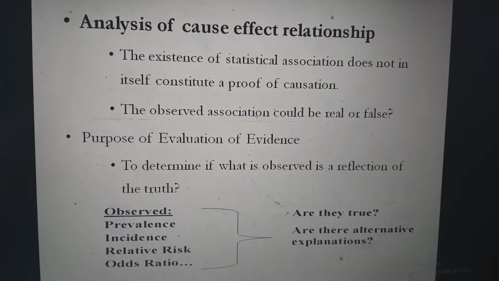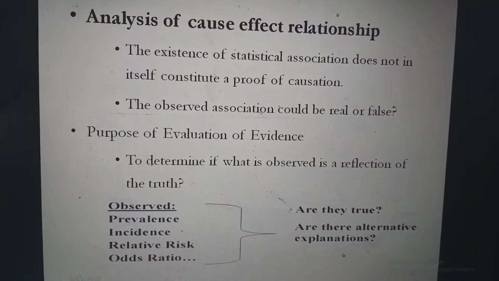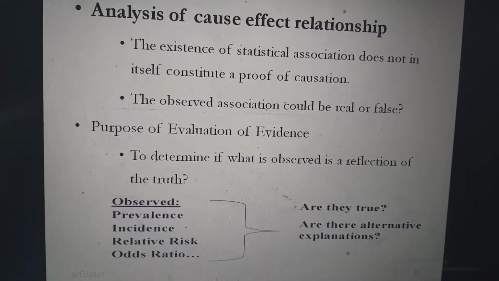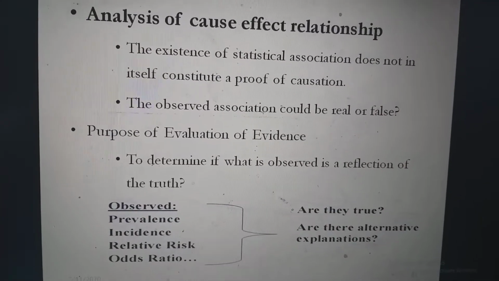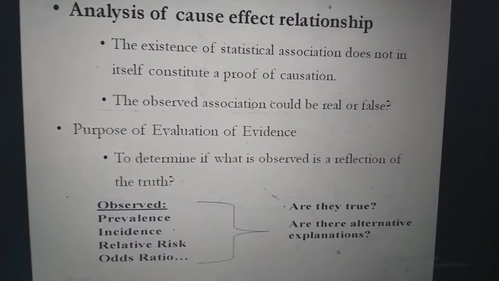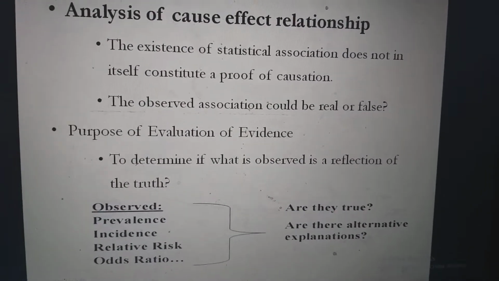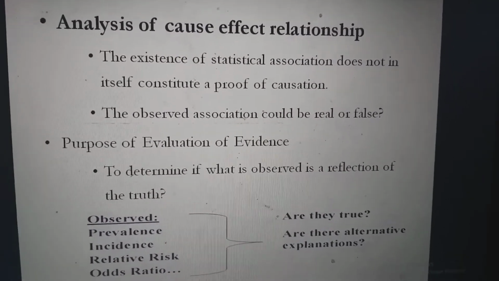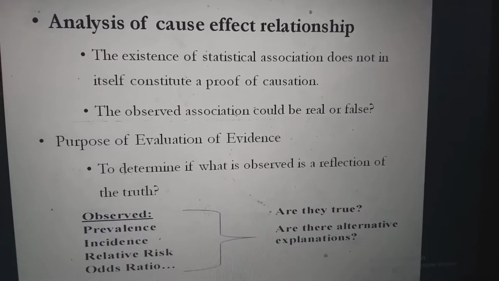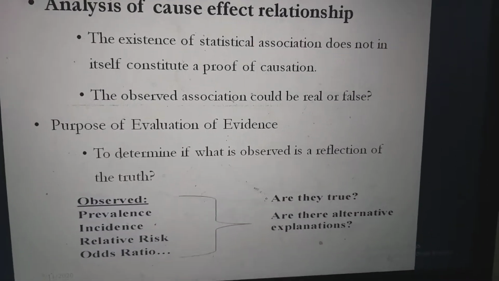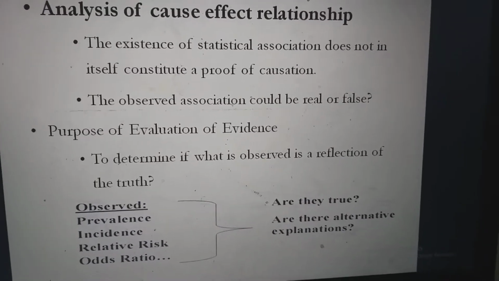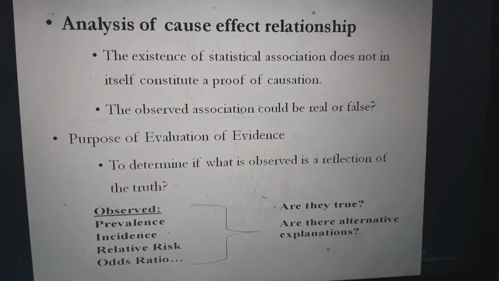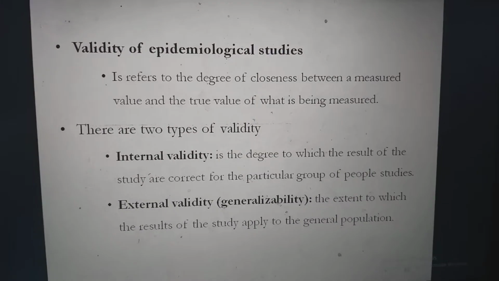The existence of a statistical association does not in itself constitute proof of causation. The observed association could be real or false, and we are going to identify this. What is the purpose of evaluation of evidence? It is to determine if what is observed is a reflection of the truth. Sometimes it reflects the truth, sometimes it may be false. For example, prevalence, incidence, relative risk, odds ratio: are they true? Are there alternative explanations? To identify this, we will see cause-effect relationship.